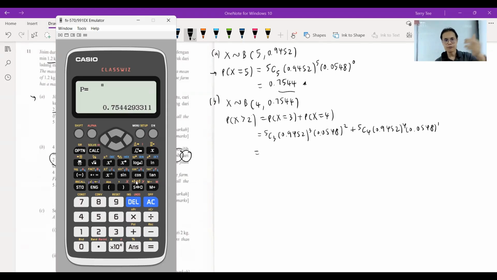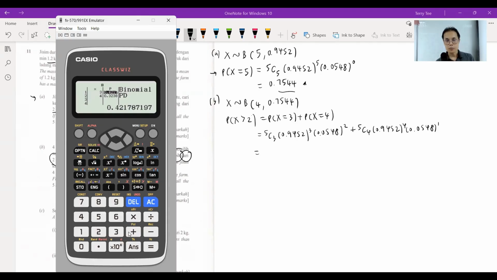But if you want to find multiple values, like part B, you have 2 ways to do it. Number 1, we can use binomial PD as well, like just now. Go to number 4, but instead of finding one single value, we find multiple values. So you go to number 1, list. I want 3 and 4. So I put 3 here. I put 4 here. Then I press equals. My n is now 4. My p is 0.7544. I press equals.